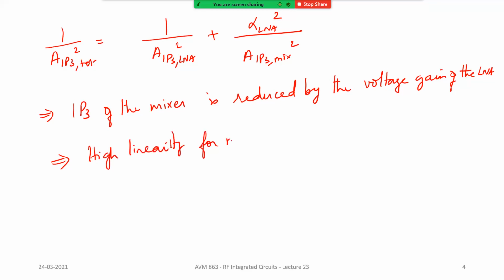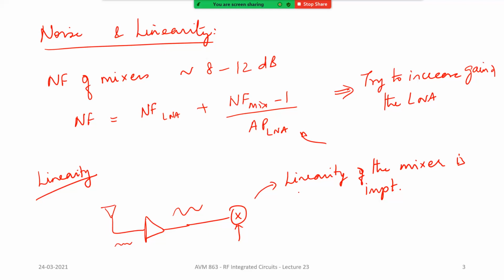So the final conclusion is that high linearity for mixers is required. This is understood from the expressions, and also intuitively you can look at the system and say, if a certain amount of signal is at the input of my LNA, the amount of signal at the input of the mixer is going to be scaled up by the gain of the LNA, and therefore my mixer should be able to handle higher swing signals.